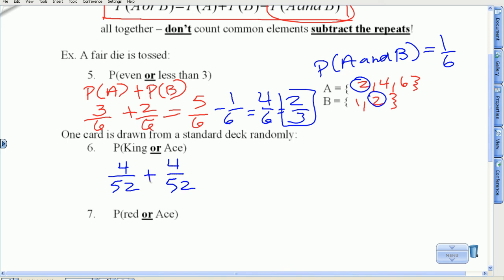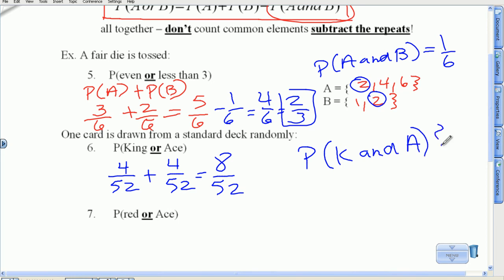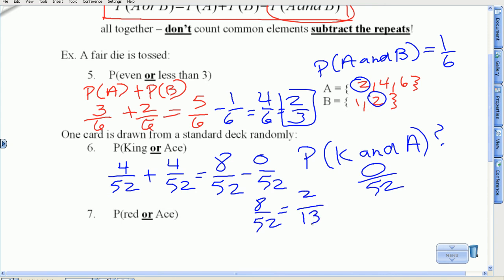We add them together, you get 8 out of 52, but you don't stop. Because you want to know, is there a probability of getting a king and an ace at the same time? What is that? Well, can we pull out one card, and that card shows king on one part of it and ace on the other? And the answer to that is no, it is not. It's impossible. So we subtract 0 out of 52, and it turns out we were okay. This is 8 out of 52, which is, let's see, divide by 4, 2 out of 13 as the final answer.